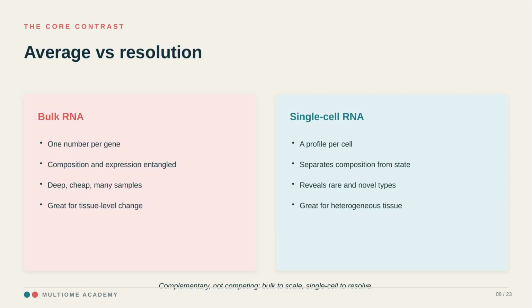Putting them side by side, bulk gives one number per gene, with composition and expression entangled, and it's ideal for deep, cheap comparisons across many samples. Single cell gives a profile per cell, separates composition from state, and reveals rare and novel types. They're complementary, not competing. Bulk to scale, single cell to resolve.